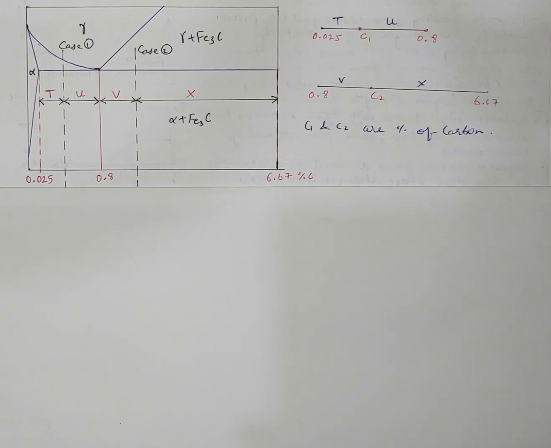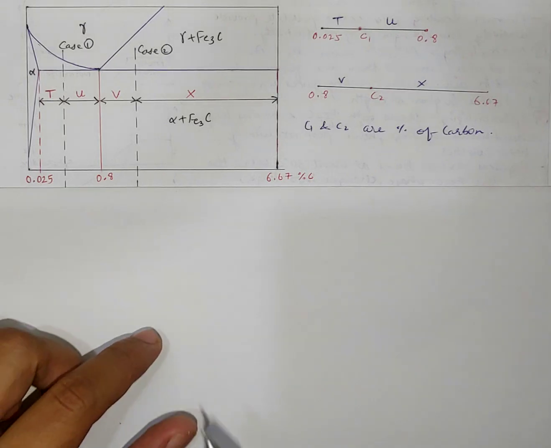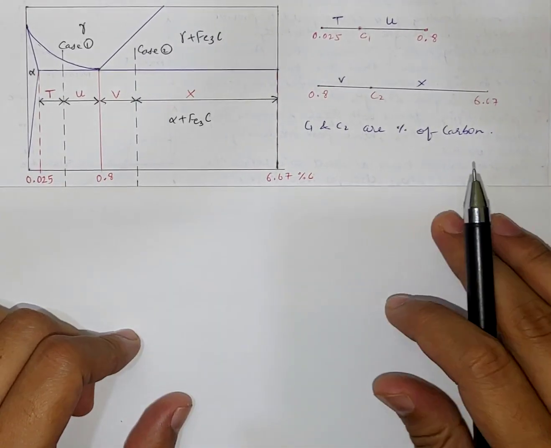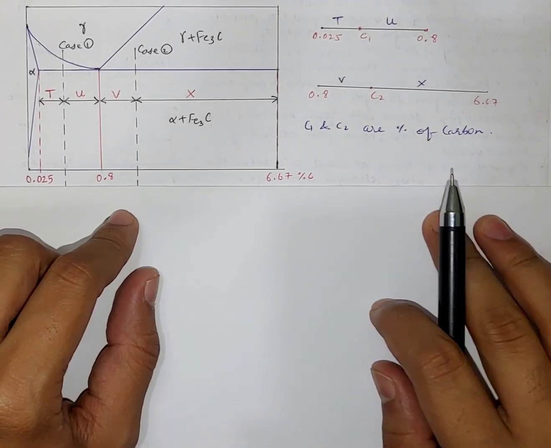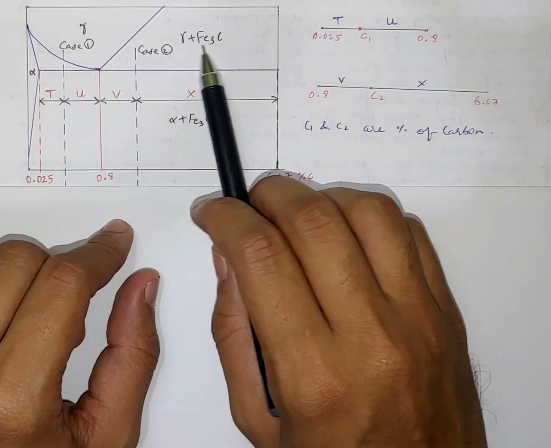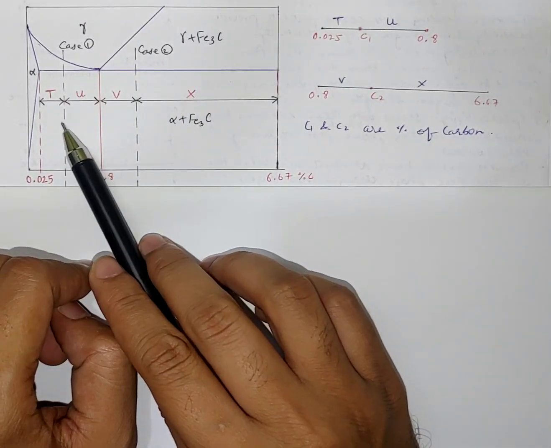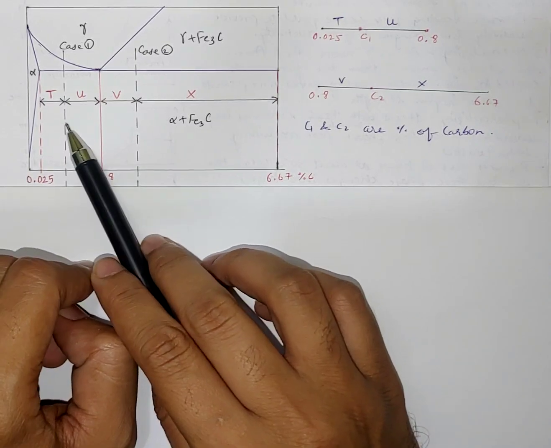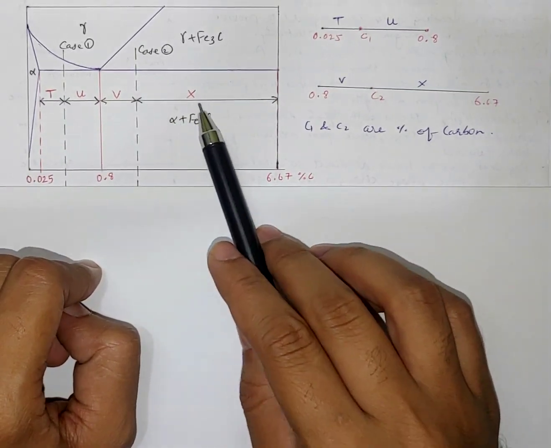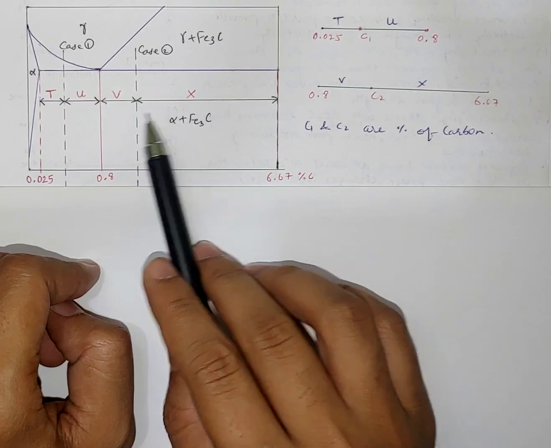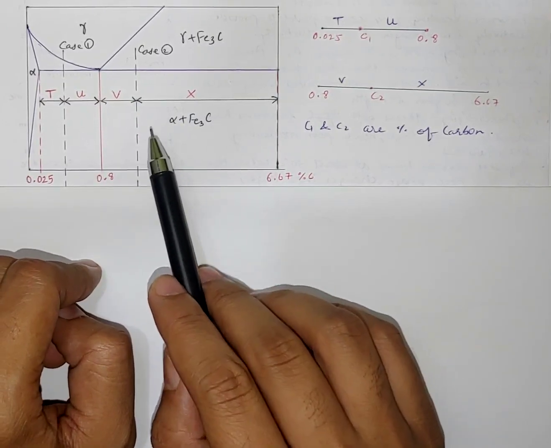Welcome to this video. In this video we will apply the lever rule in the eutectoid part of the iron carbon diagram. In the previous video we saw that we have pearlite, ledeburite, austenite, alpha ferrite, proeutectoid alpha ferrite in this region and proeutectoid cementite in this region. These both are with the composition pearlite.